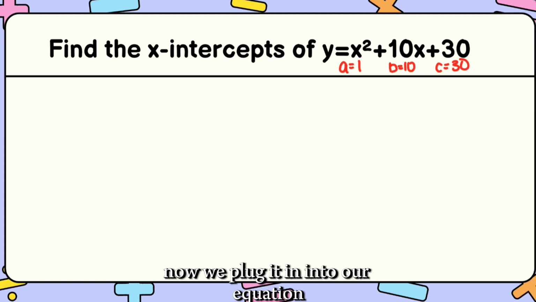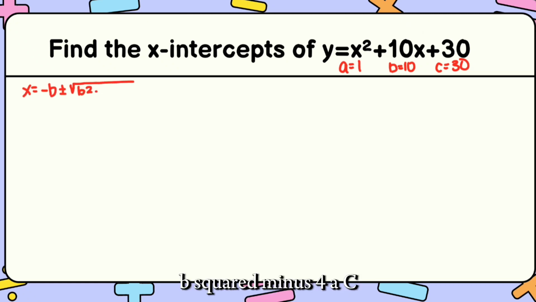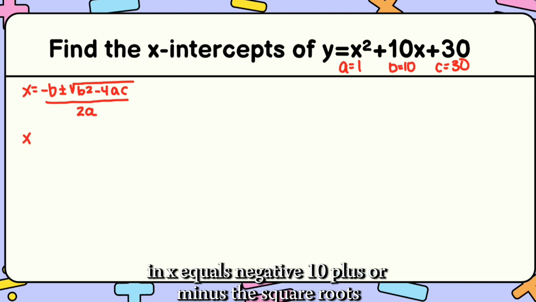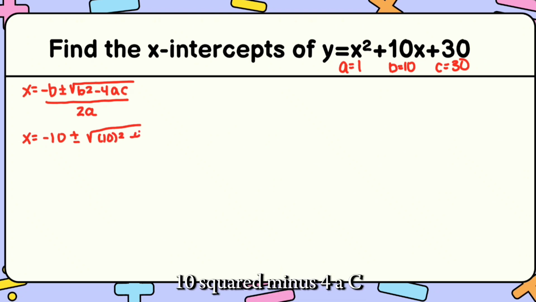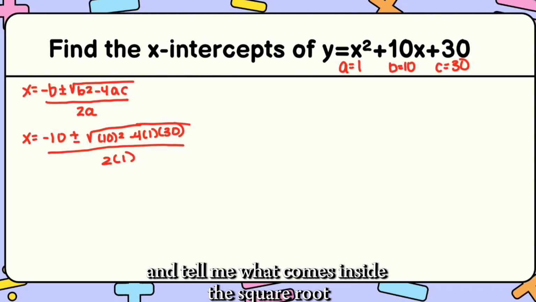Now we plug it into our equation. X equals -b plus or minus the square root of b squared minus 4ac all over 2a. Now we plug it in. X equals -10 plus or minus the square root of 10 squared minus 4ac all over 2a. Now I want you to solve and tell me what comes inside the square root.